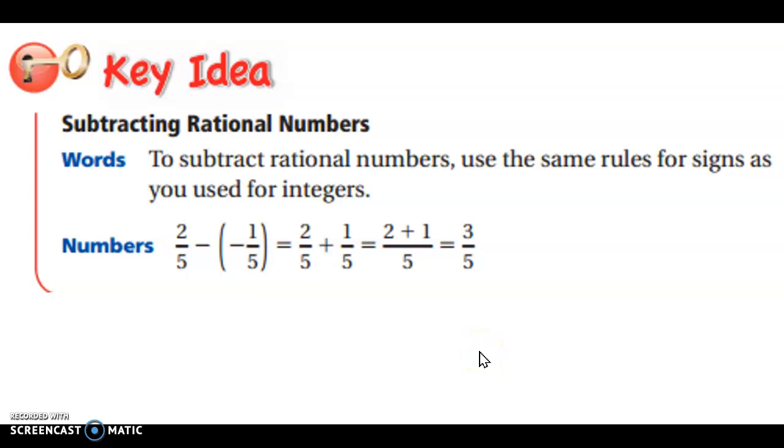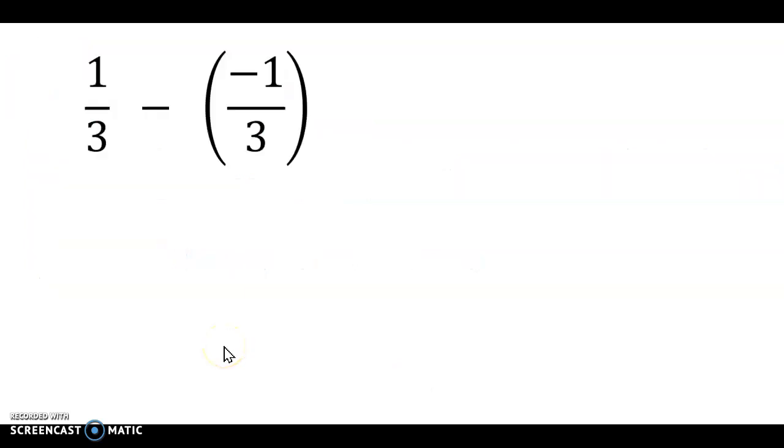All right, welcome back. So today what we are doing is subtracting rational numbers, which means we are going to be subtracting fractions and decimals. All right, so let's look at this first example. We have 1/3 minus negative 1/3.